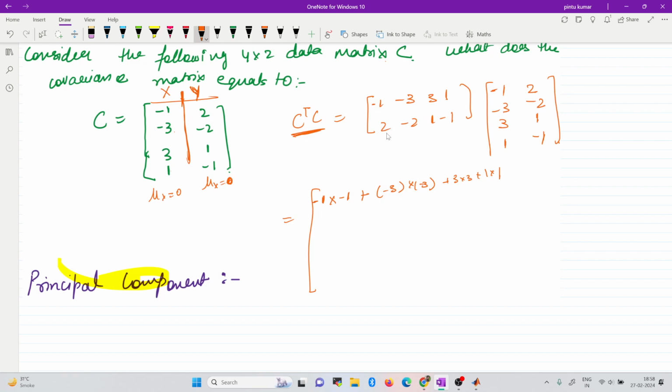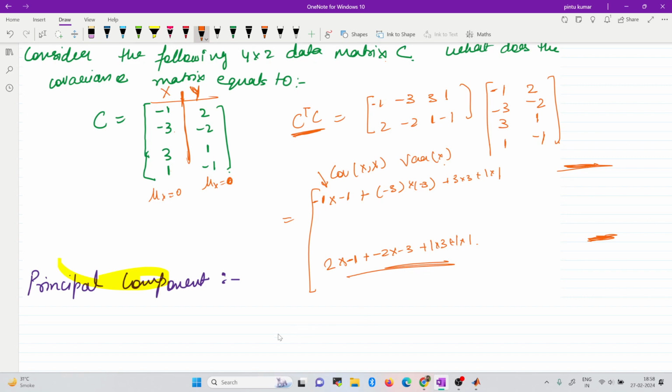Now, if you look at this particular position, there will be something over here and there will be something over here. Let's find this thing. Okay, so this is 2 into minus 1 plus minus 2 into minus 3 plus 1 into 3 plus 1 into 1. So what we wanted over here was covariance of x comma x, or the variance of x.